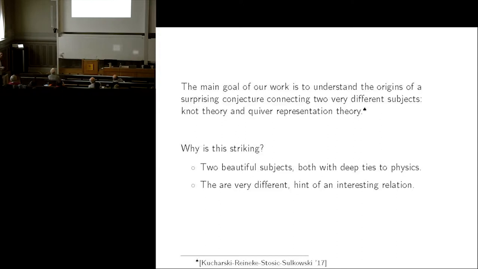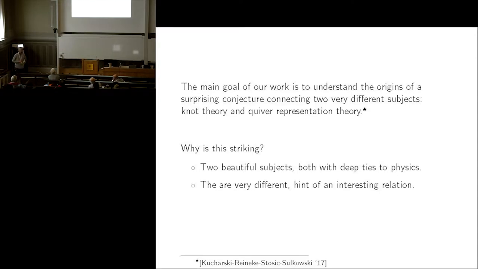So knot theory, on the one hand, is the problem of studying embeddings of circles in three dimensions. You can picture what the problem is in a very intuitive manner. On the other hand, quiver representation theory is much more abstract. Even the formulation of what the problem is requires some sophistication. So if someone tells you that two different subjects are related, you may suspect that this relation must be interesting. There must be some interesting story. And if you understand what the story is, it will teach you something, both about knots and about quivers.